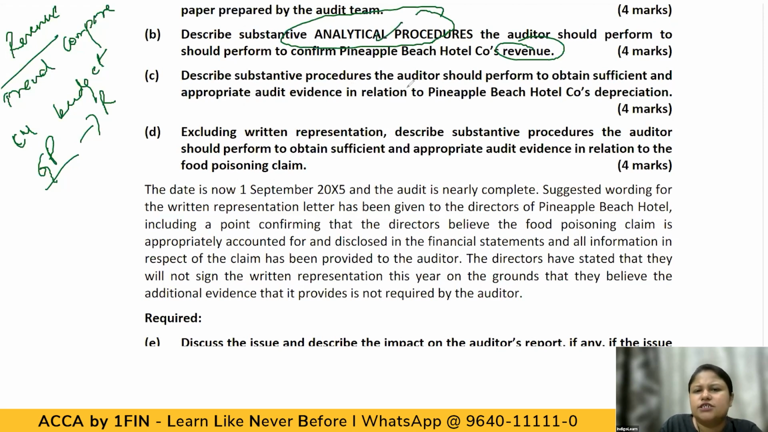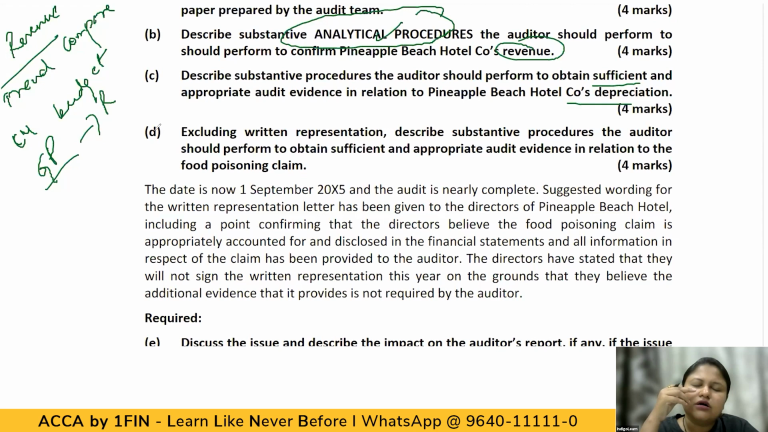Describe substantive procedure the auditor should perform to obtain sufficient appropriate evidence in relation to the depreciation. Okay, in depreciation, understand first of all, depreciation is based on the cost. So first you get the breakup of the cost, see that proper capitalization is done, something which has to go to revenue has gone to revenue, whether you have properly categorized the classification of cost, whether it has to be capitalized as the cost of the asset.